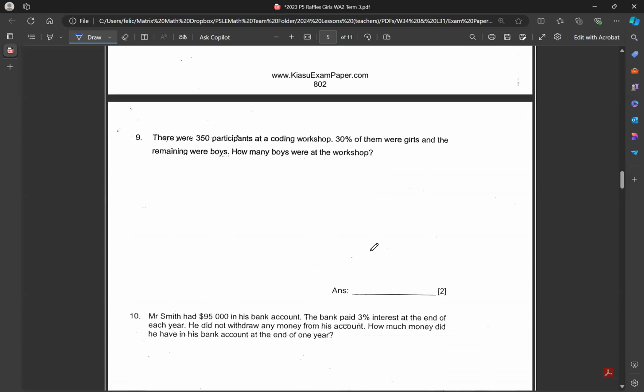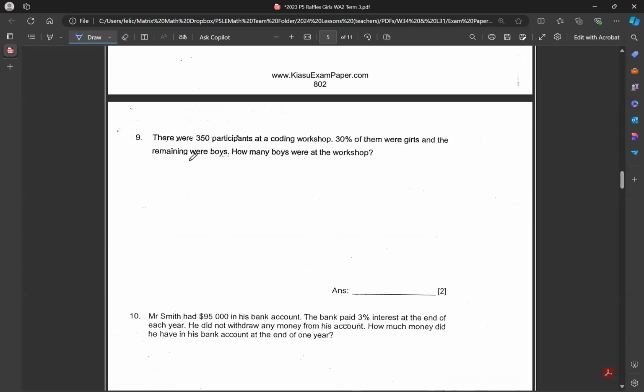Okay, question 9. So there were 350 participants at a workshop. 30% of them were girls and the remaining were boys. How many boys were at the workshop? All right, so there are a few ways to do this question. Some of you want to find out the number of girls first. That means the number of girls inside the 30% using the 350. Then after that, you subtract to find the boys.